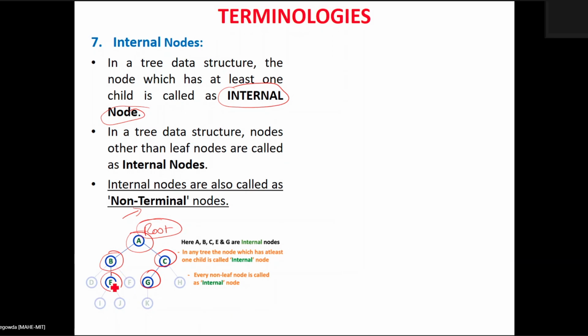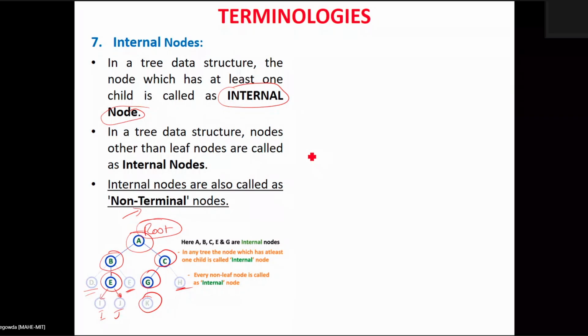So if you look at B and E, and if you look at C and G, these are all internal nodes because G has a child, that is K. E has children I as well as J. And D, F and H are not internal nodes because they are treated as leaf nodes here. They do not have any child. This means that in a tree data structure, any node with at least one child is called an internal node.